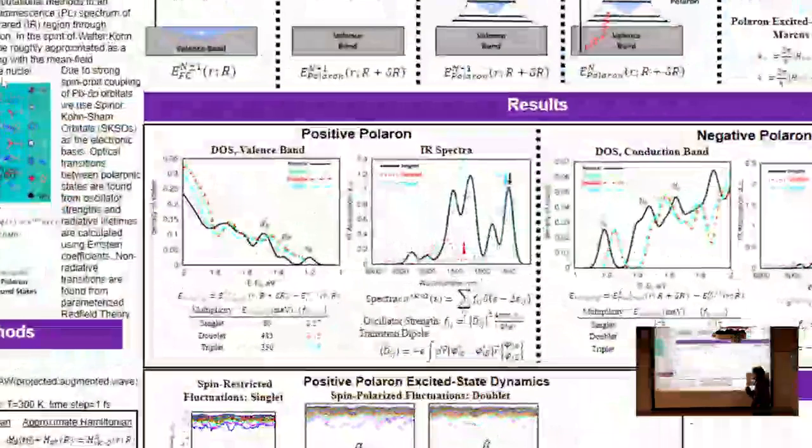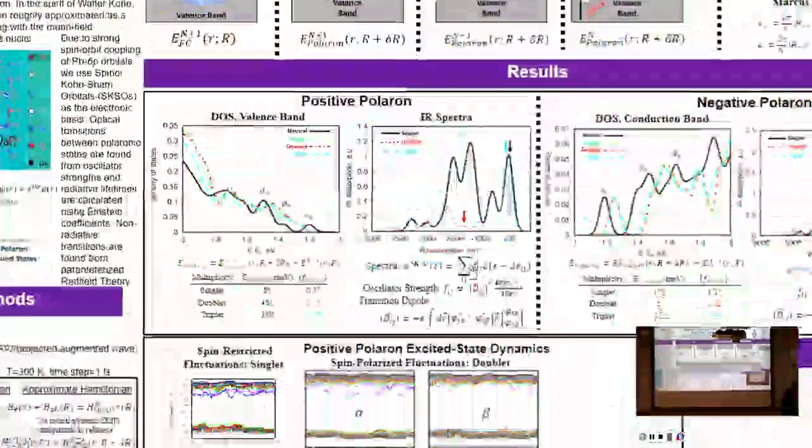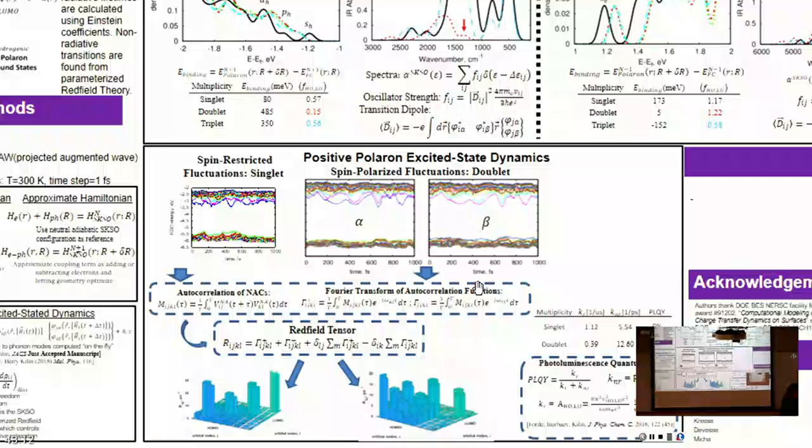So for right now, we only have results for the positive polaron excited state dynamics. I know I have some calculations going for the negative polaron, and hopefully the collaborator has some calculations going as well, so that we can have some results for the negative polaron within the next couple of months.